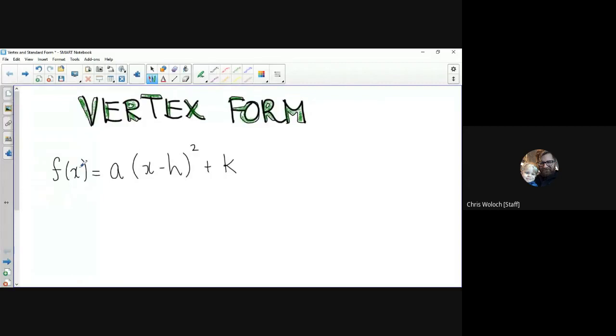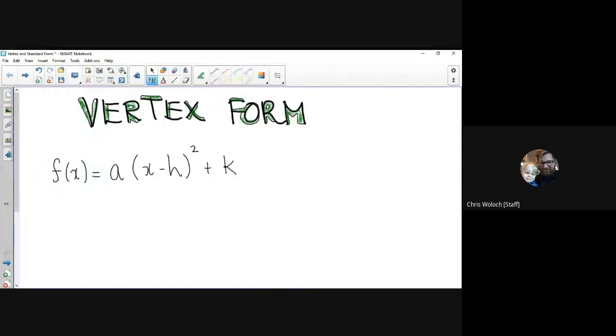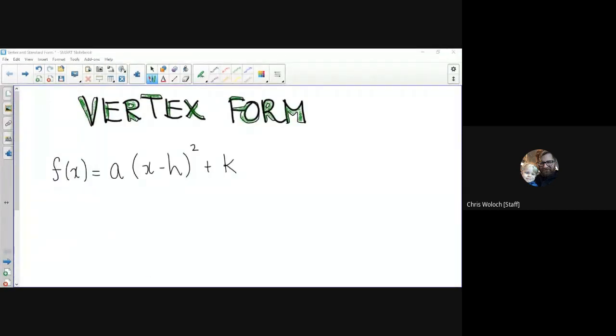We're going to look at just vertex in standard form, look at some questions that we've seen in the past, and then we'll take a little break, and then we will do factored form, and then you'll have a question.